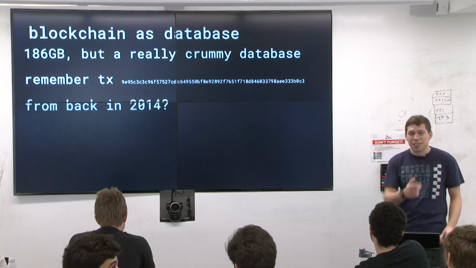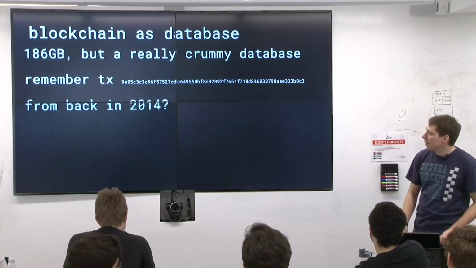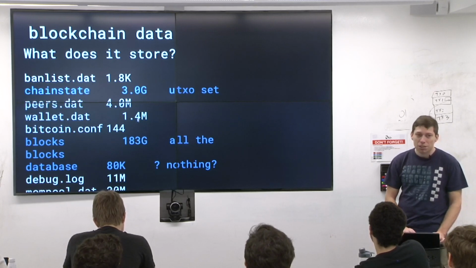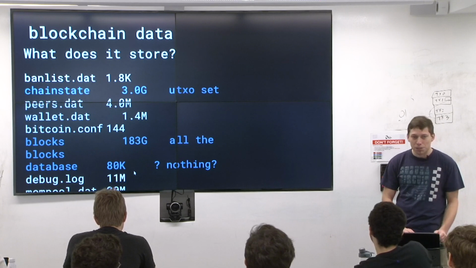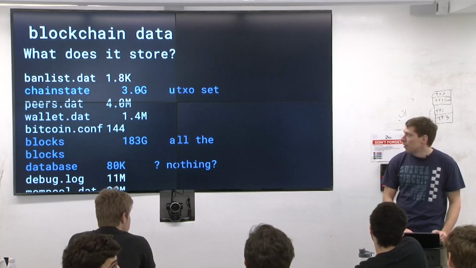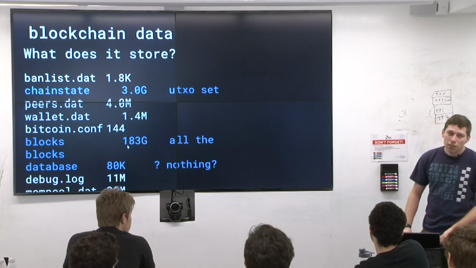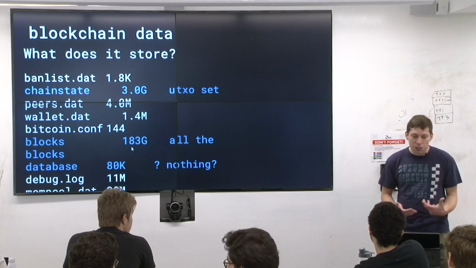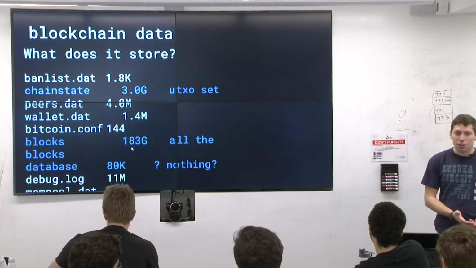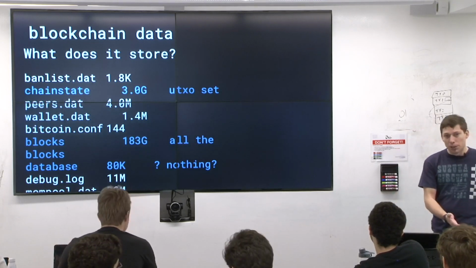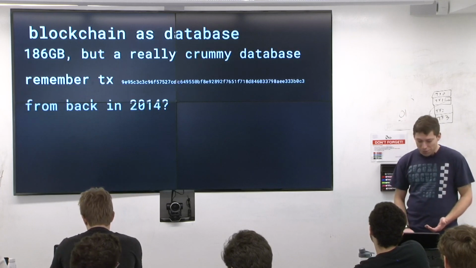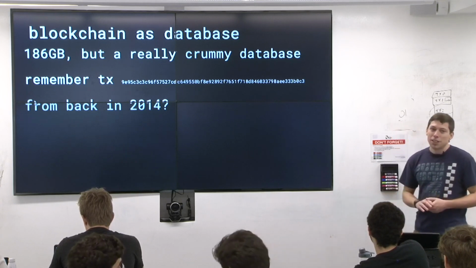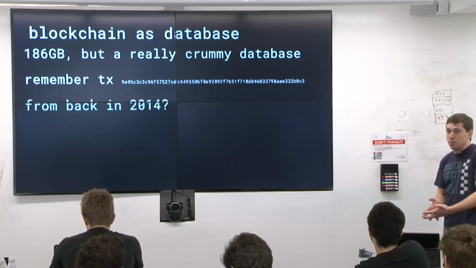Any ideas? Yeah. Wait, where does 186 gigabytes come from? 183 plus 3. So the total data usage on this computer is 186 gigs. Right, the rest are kind of small. What do you mean? When you're using Bitcoin, you've got 186 gigs on your hard drive or your SSD devoted to Bitcoin. So you've got this 186 gigabyte database essentially, but it's a really crummy database, and it can't do a lot of the things you might expect it to.